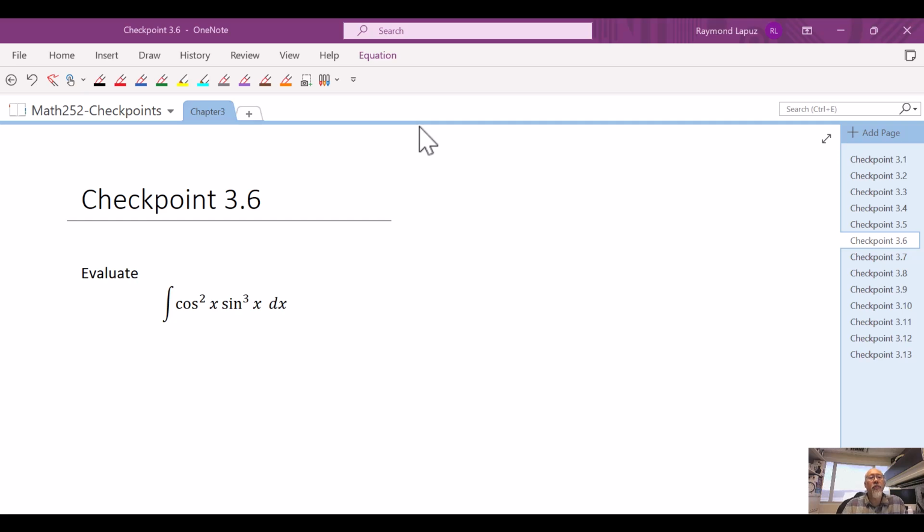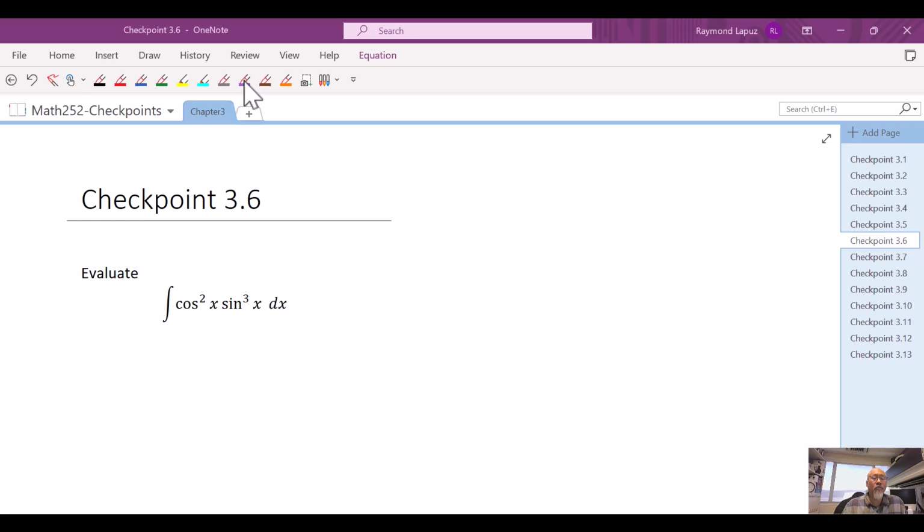My name is Lapuz, and in this video we'll be doing checkpoint 3.6 from section 3.2. We're still dealing with trigonometric integrals, and we have this problem-solving strategy where, if we have an integral with a sine and a cosine, we look for an odd power. And then we can take one of those sines or cosines out and do a u substitution that would cancel that.